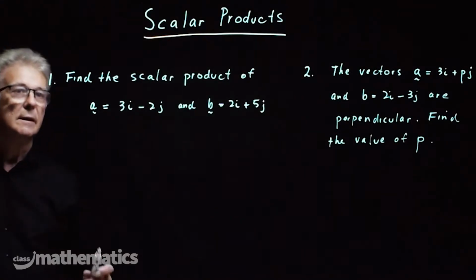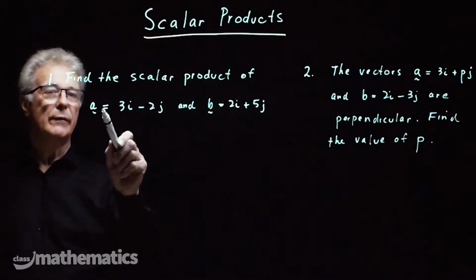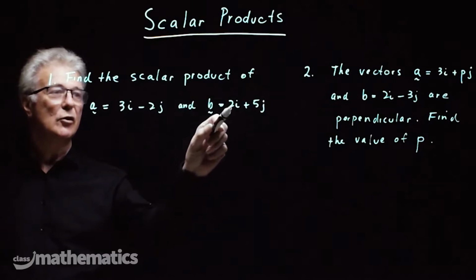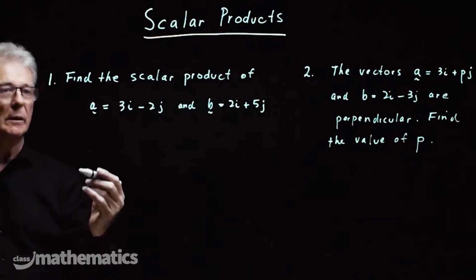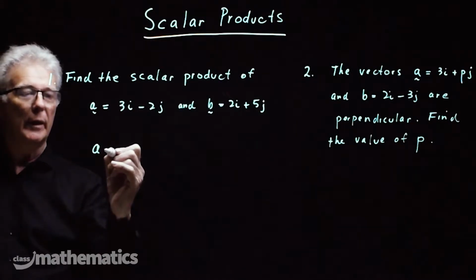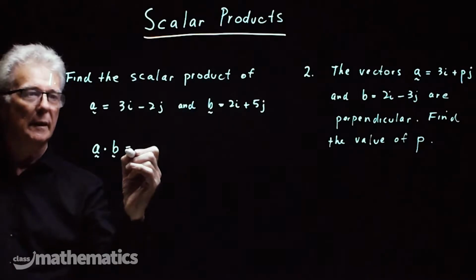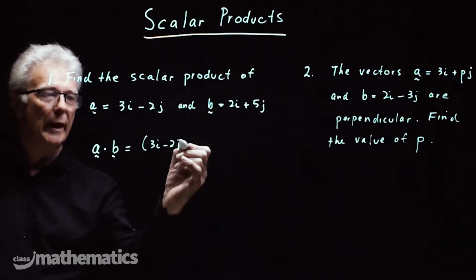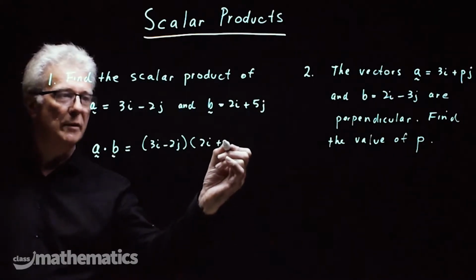Scalar products. Now in question 1 we have to find the scalar product of the vector a, 3i minus 2j, and b, 2i plus 5j, and it's a very simple operation. The scalar product, which is a dot b, is equal to 3i minus 2j dot 2i plus 5j.